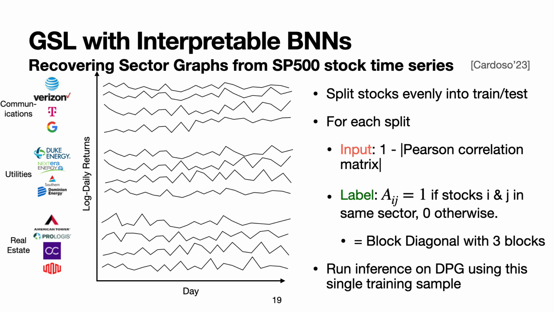And we split the stocks evenly into train and test. For each split, we compute the input, 1 minus the absolute value of the Pearson correlation matrix. This is a dissimilarity matrix similar to a Euclidean distance matrix, and a label, where the ijth nodes, in this case stocks, are connected if they're in the same sector, and 0 otherwise. This creates a block diagonal matrix in the true label adjacency. Then we run inference using our DPG BNN, using this single training example.